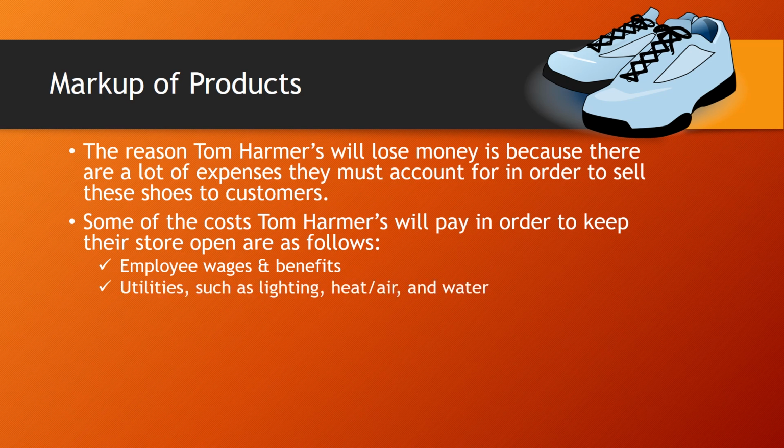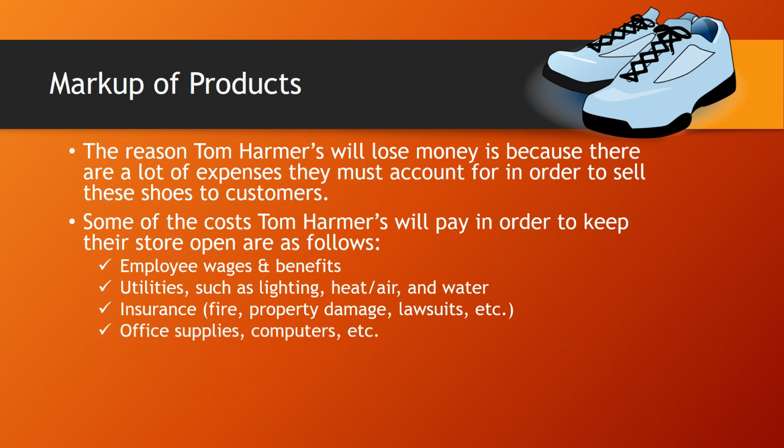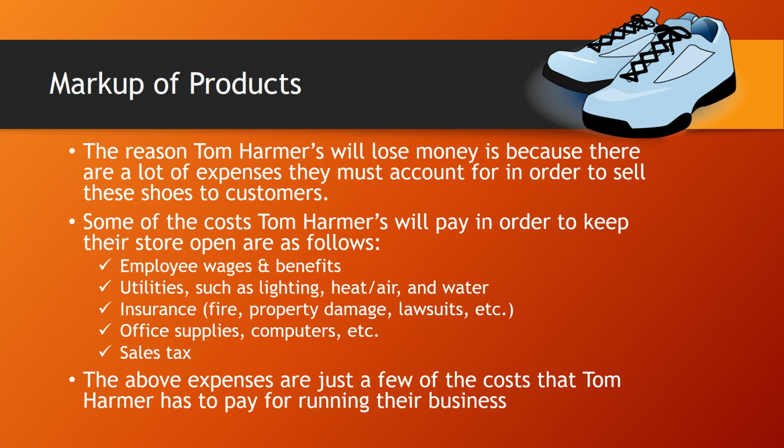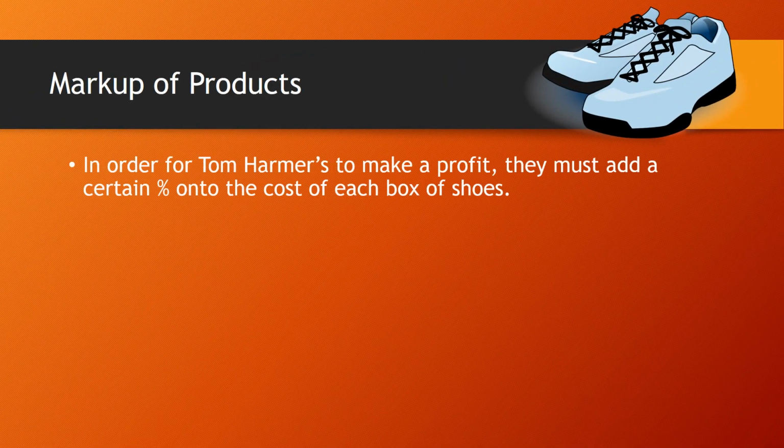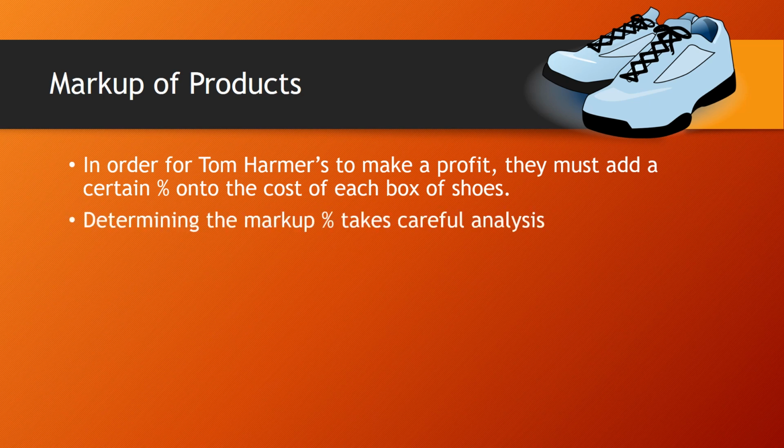utilities such as lighting, heat and air, and water, insurance to protect against fire, property, etc., office supplies, computers. They have to pay sales tax to the state. These are just a few of the costs that Tom Harmer has to pay for running their business. In order for Tom Harmer's to make a profit, they must add a certain percentage onto the cost of each box of shoes. Determining the markup percent takes careful analysis.